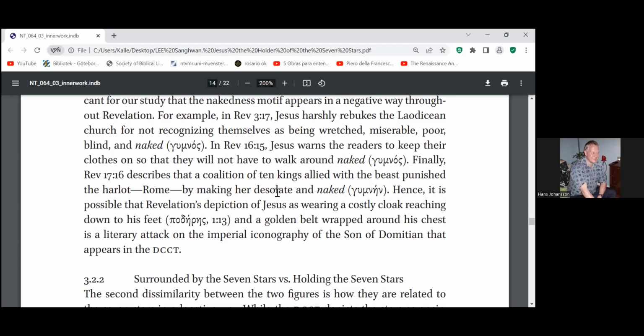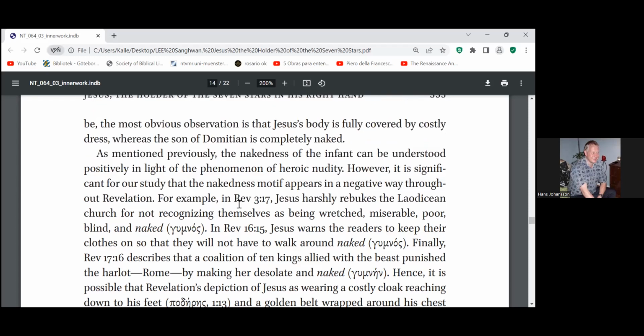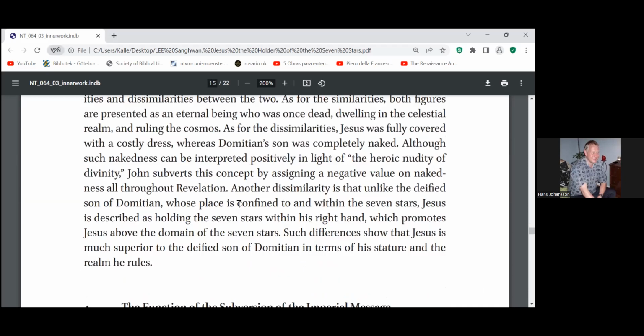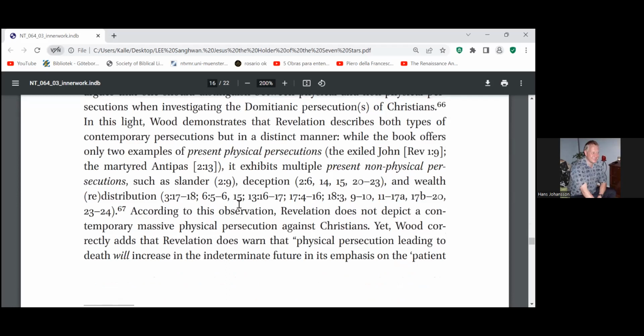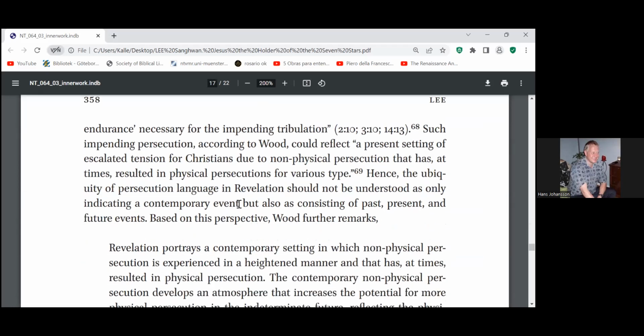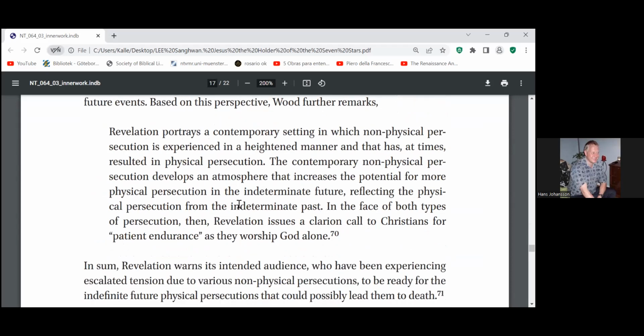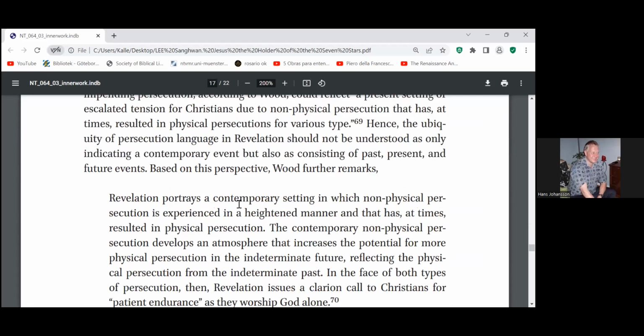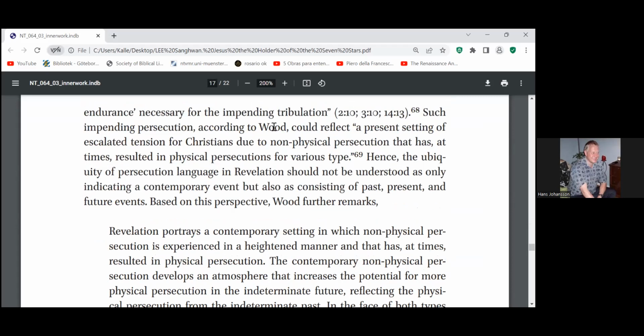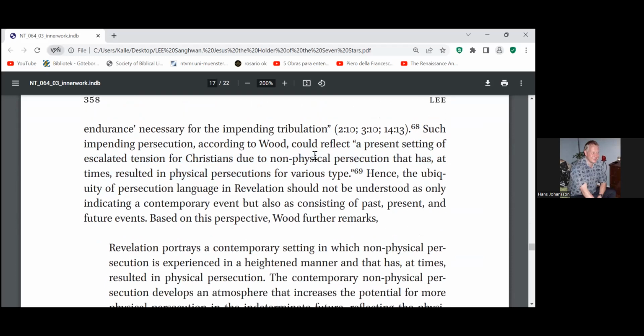And we have an interesting remark on page 358, in the second paragraph, the quote from Wood, contrasting non-physical persecution or psychological persecution. So here is a revelational further down. There we are. Yeah, that's an even better quote. Thank you, Kalle. We take that one.